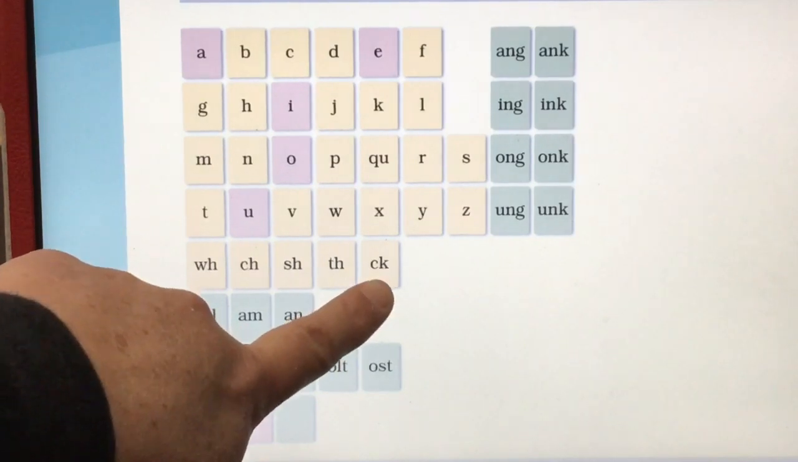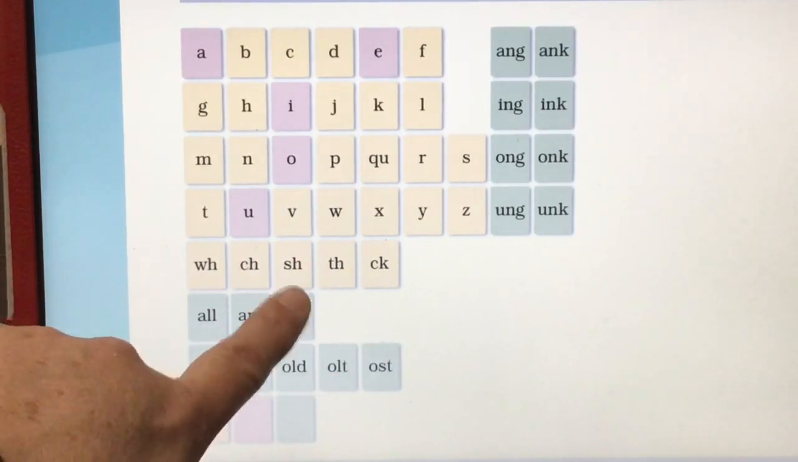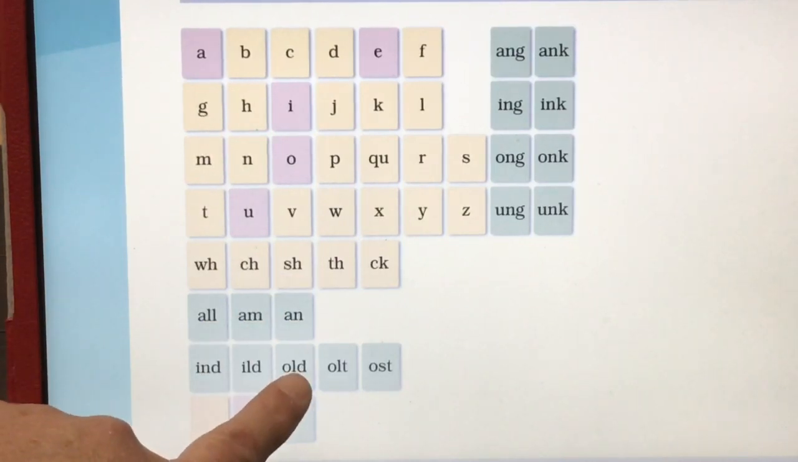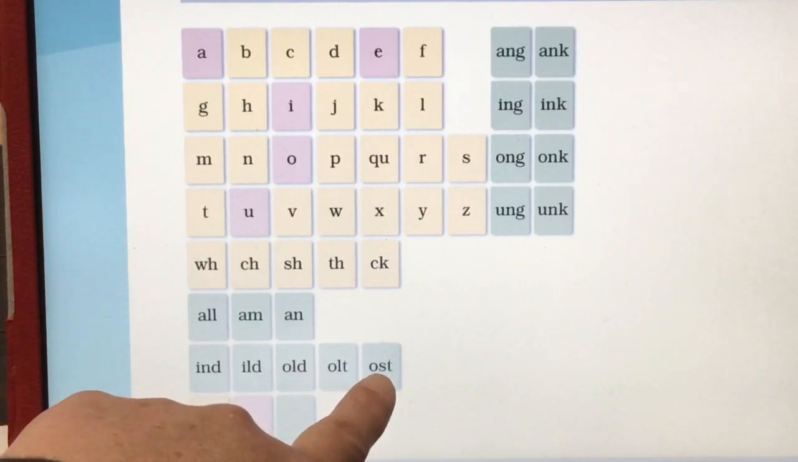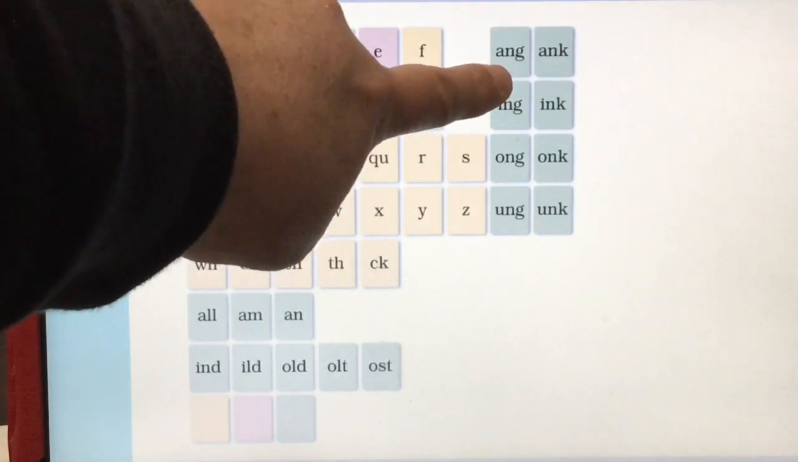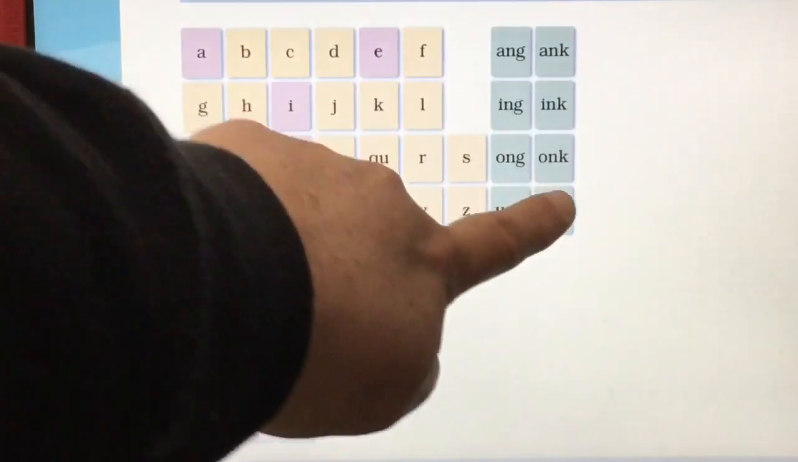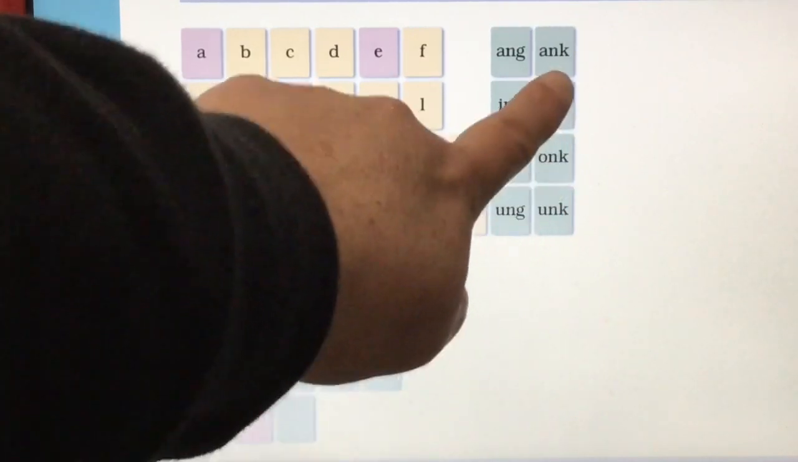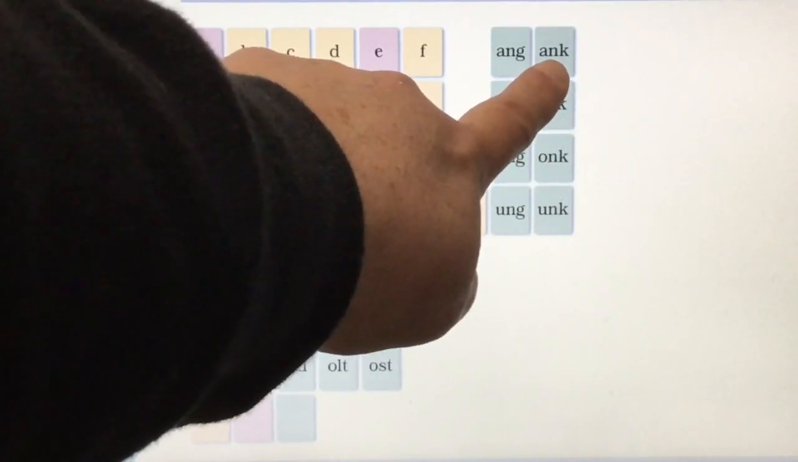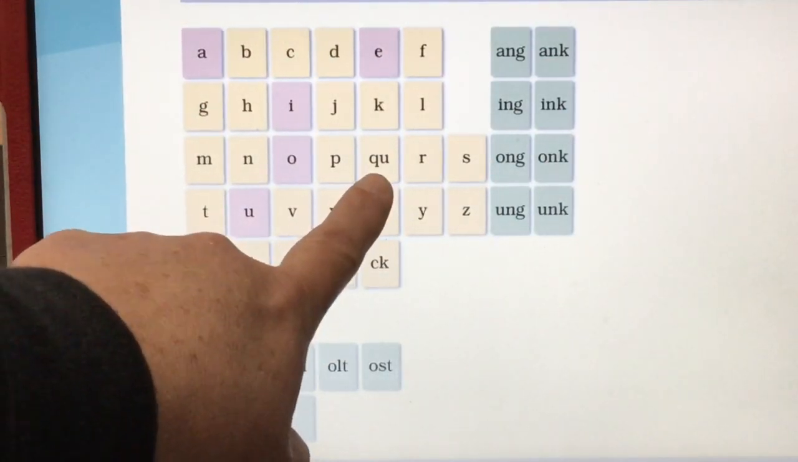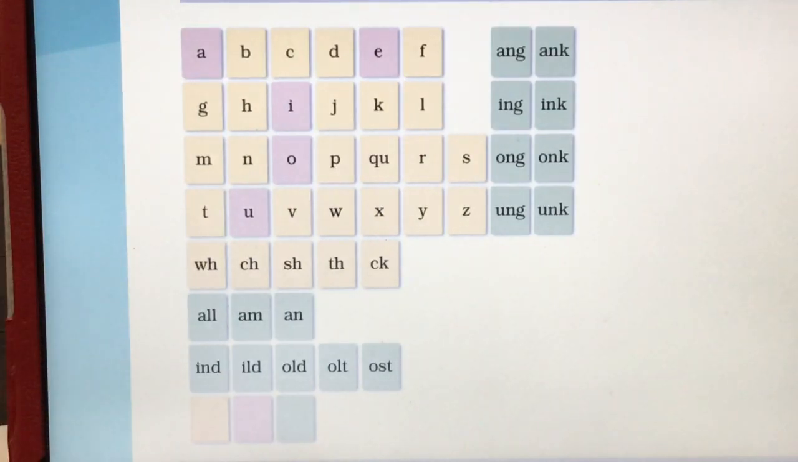C-K, sock. S-H, ship, shh. O-L-D, cold, old. O-S-T, post, oast. A-N-G, fang, ang. O-N-K, honk, onk. A-N-K, bank, ank. Q-U, queen, qu. You get it? All right.